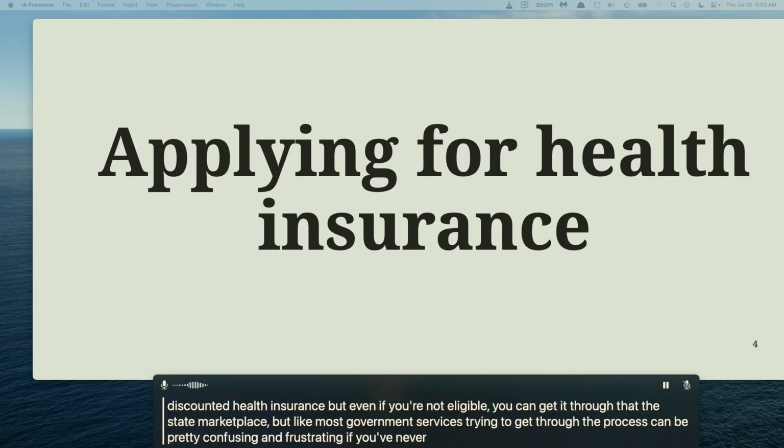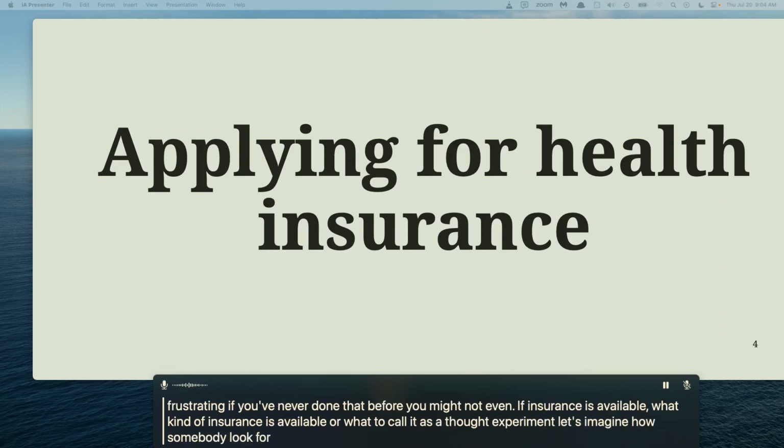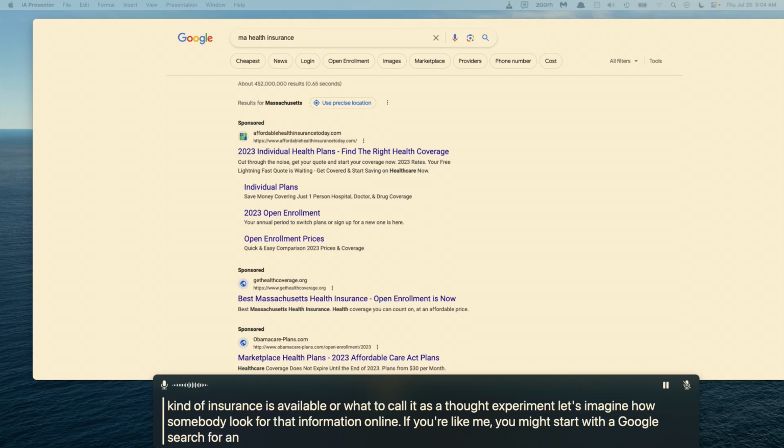If you've never done that before, you might not even know if insurance is available, what kind of insurance is available, or what to call it. As a thought experiment, let's imagine how somebody might look for that information online. If you're like me, you might start with a Google search for MA health insurance. So these are the results.